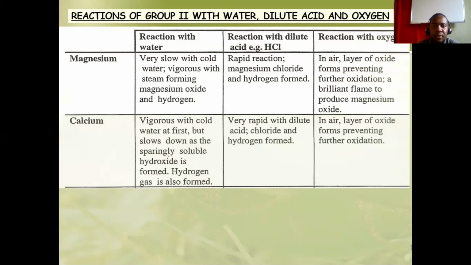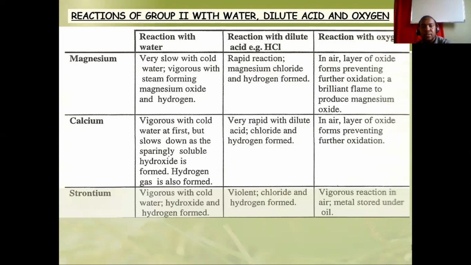And then calcium now. Calcium reacts vigorously with cold water at first, but slows down. A sparingly soluble hydroxide is formed, and hydrogen gas is also formed. So with calcium, it starts off vigorously with cold water, and then as time progresses, it gets slower and slower. With dilute hydrochloric acid, it's very rapid. We get the salt, calcium chloride, and hydrogen is also formed. When reacted with oxygen, it forms a layer of the oxide, preventing it from corroding.